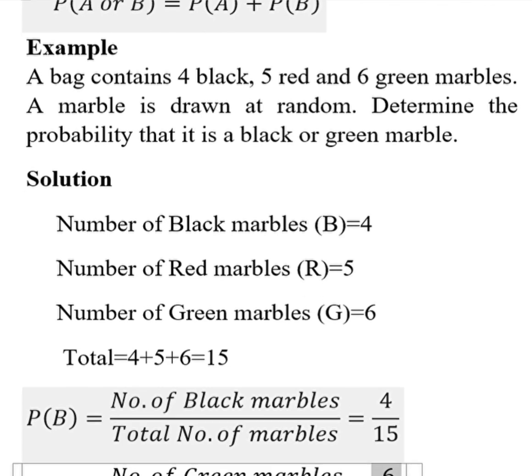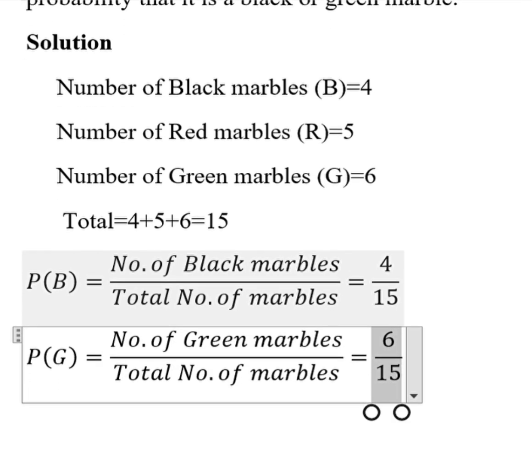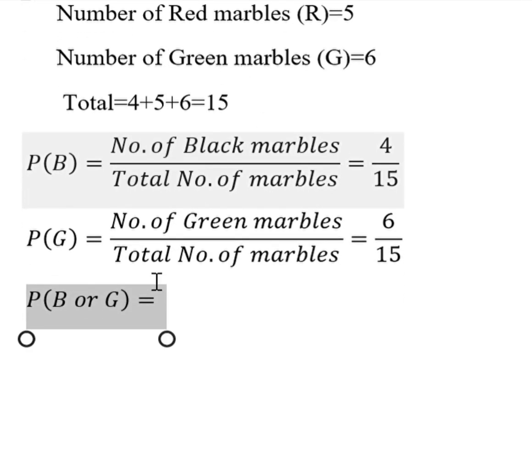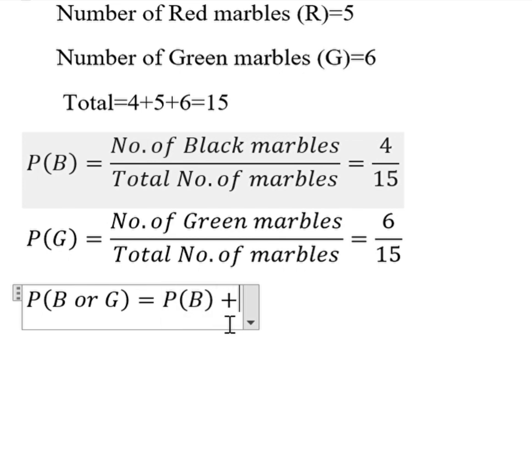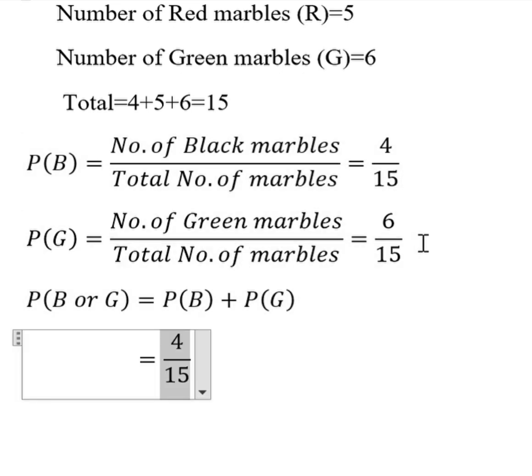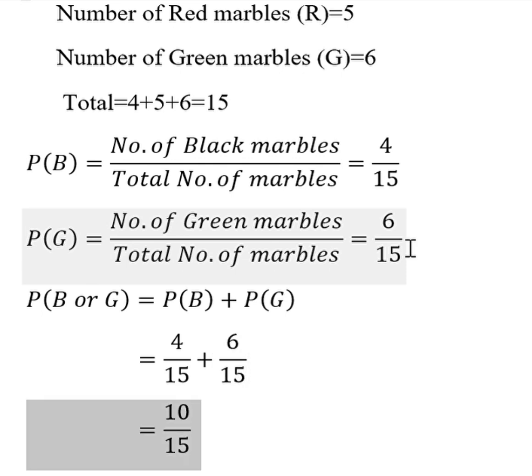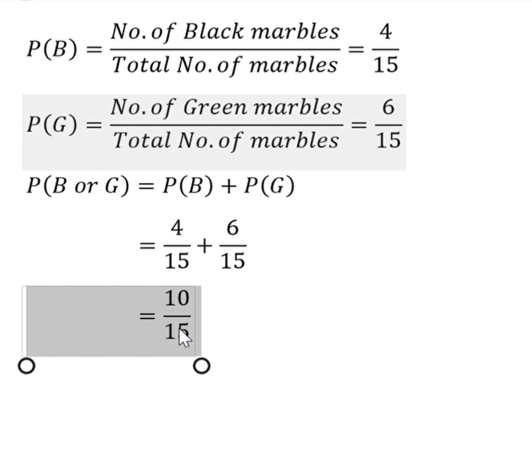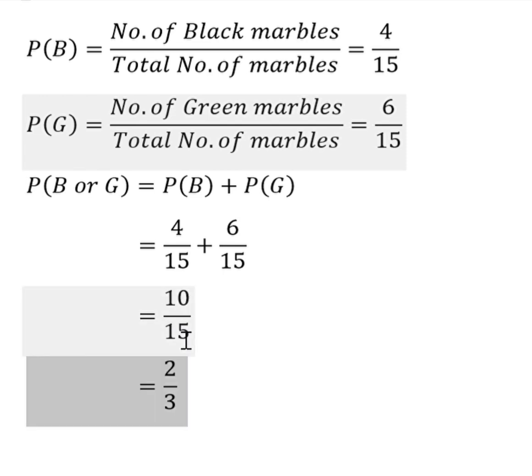So we shall say the probability of a black or green marble being chosen is given by the probability of picking a black plus the probability of picking a green marble. The one for picking a black marble is 4 over 15, as indicated up here, plus the one for green, which is 6 over 15, and that gives us 10 over 15. If you simplify this, you get 2 over 3, and that is the probability of picking a black or green marble.